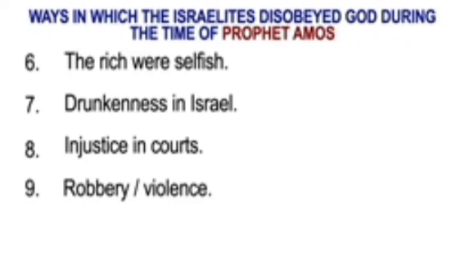Number 8, there was bribery, or you can say there was injustice in the courts of law. You can call it the same point as you can say there was corruption in the courts of law. Number 9, there was robbery, or rather you can say there was violence.